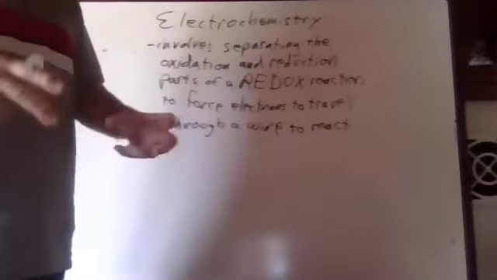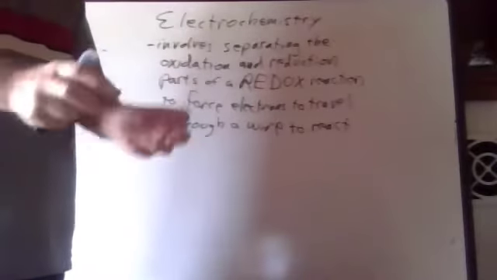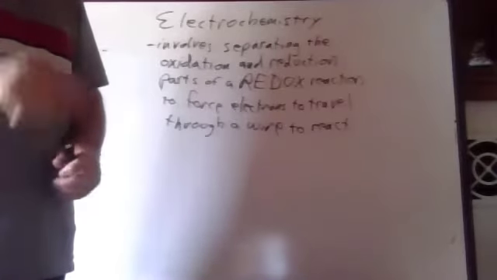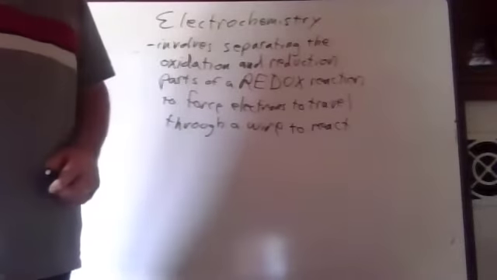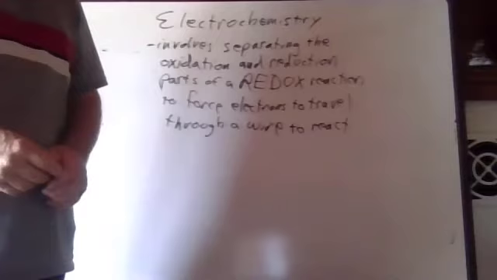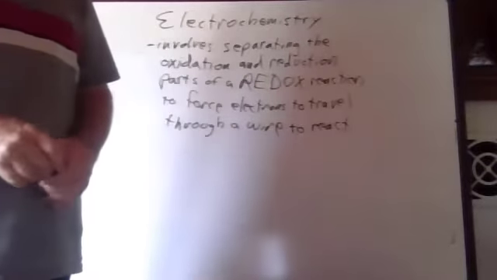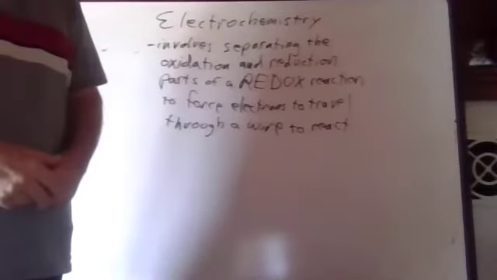Electrochemistry is when you take that reaction and you physically set it up so that the only way the electrons can move from what's being oxidized to what's being reduced is through a wire. So you force the electrons to go through a wire in order to get to the species, to finish the redox reaction.